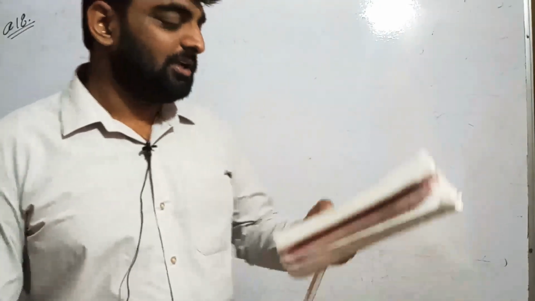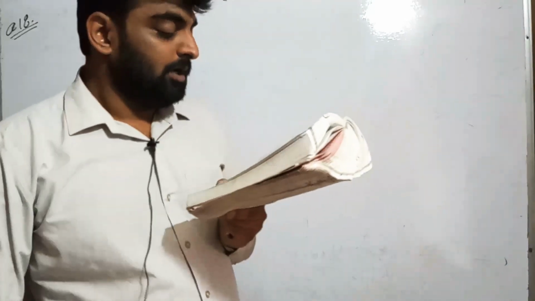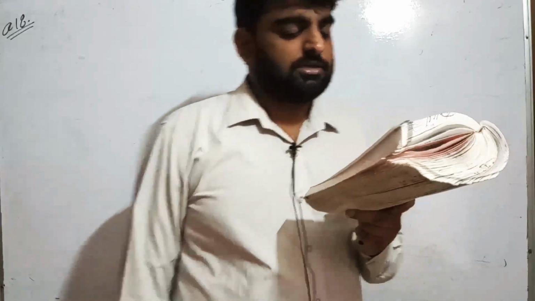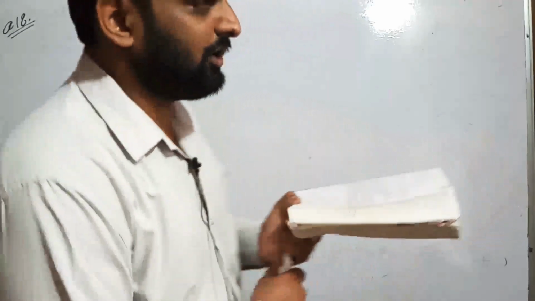Today we are starting to discuss Exercise 5.2, some remaining questions of this exercise, that is question 18. Just read the question carefully, students. Exercise 5.2, question number 18: the sum of the fourth and eighth term of an AP is 24, and the sum of the sixth and tenth term of an AP is 44.